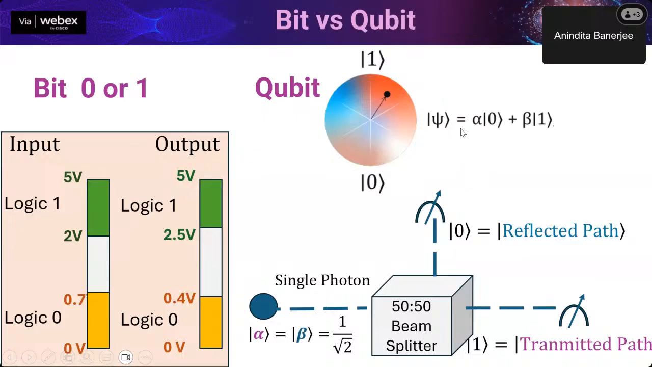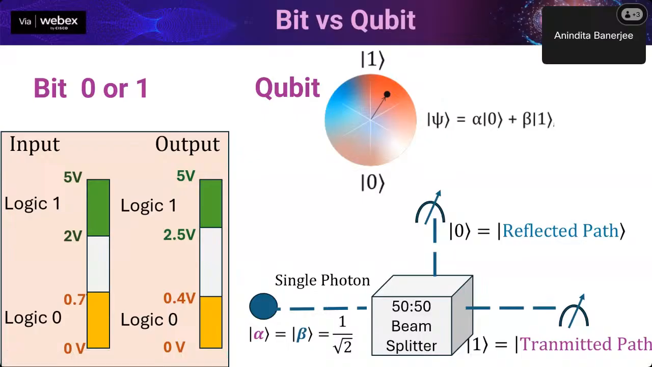We'll talk about how the state is generated and what are the tests we do to validate whether the generated quantum state can be qualified as a ket psi or not. So again, just to visualize this state, consider an optical gadget which is called a beam splitter.